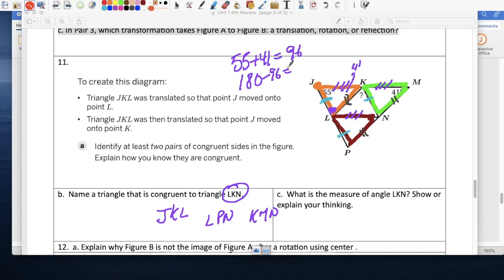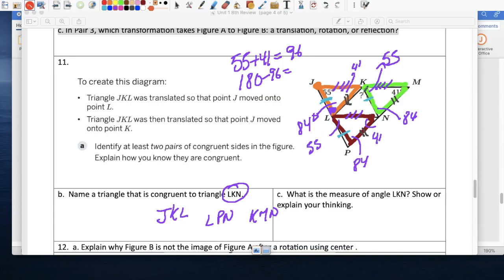180 minus 96 gives us 84. So that angle here is 84. We have that angle, which is 84. So we can start filling in our numbers. So we can copy the same three angles in all three triangles. If that's 41, this guy is 84, and this guy here is what? 55. Right? Same thing here. This guy is 84, this guy is 55, and this guy is 41.